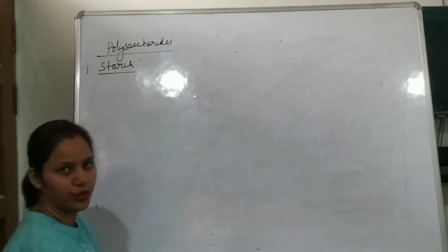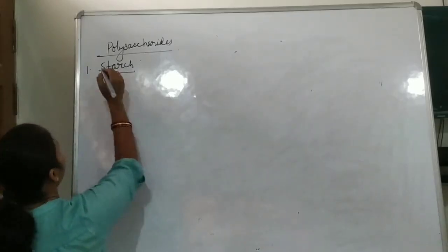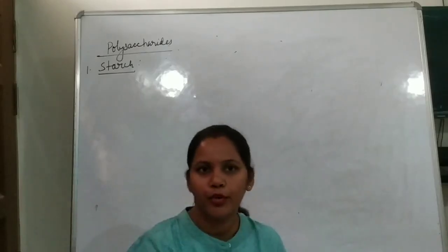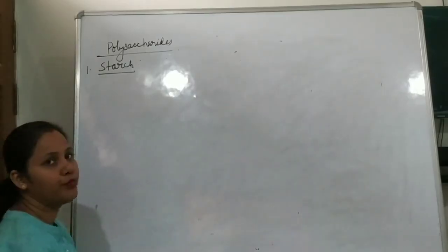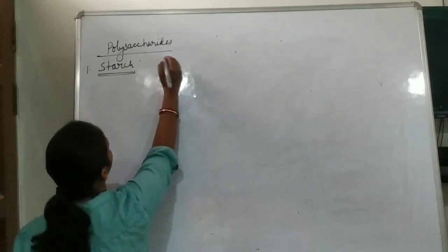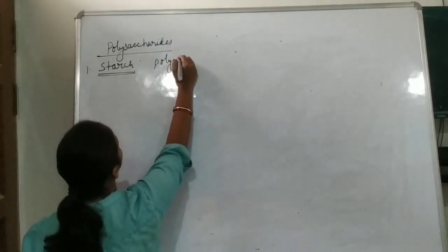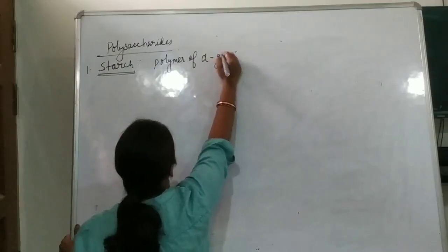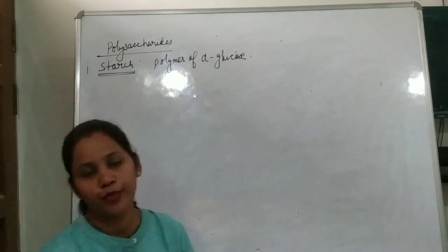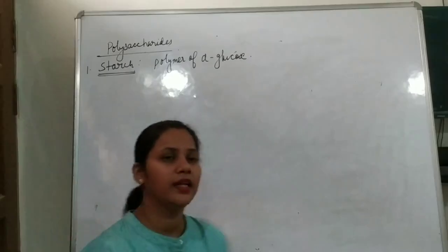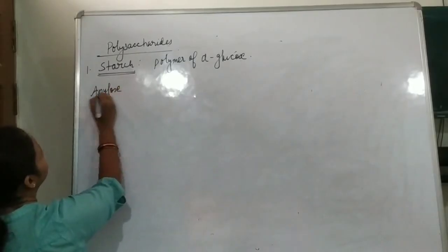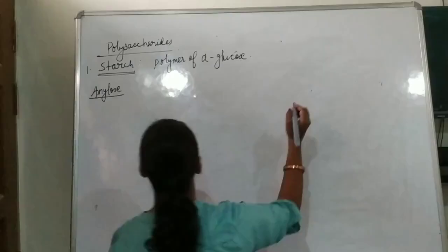That was your NCERT. NCERT says that starch is a polymer of alpha glucose and it contains 2 components. What are these 2 components? These 2 components are amylose and amylopectin. What is starch? Starch is a polymer of alpha glucose and it has 2 components, that is amylose and amylopectin. So let us discuss what is amylose and we will discuss amylopectin.